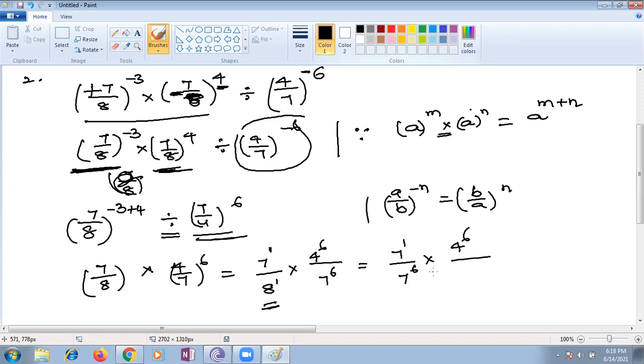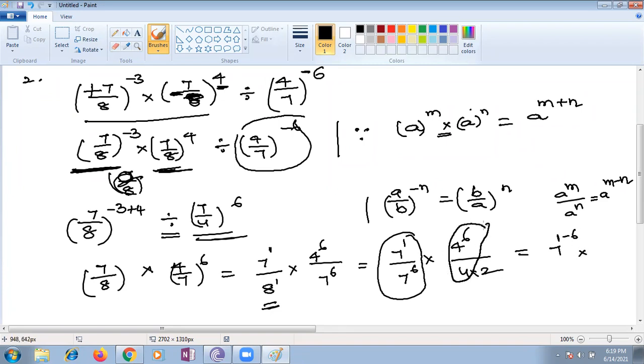How are we supposed to write this, children? 4 into 2, the whole to the power 1. Here the bases are the same. We are dividing a power m by a power n. When bases are the same, we can subtract the exponents: m minus n. So 7 power 1 minus 6, which is 7 power minus 5.